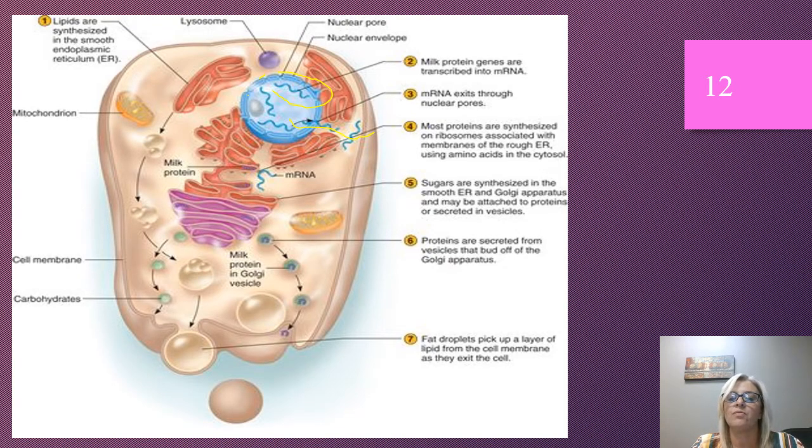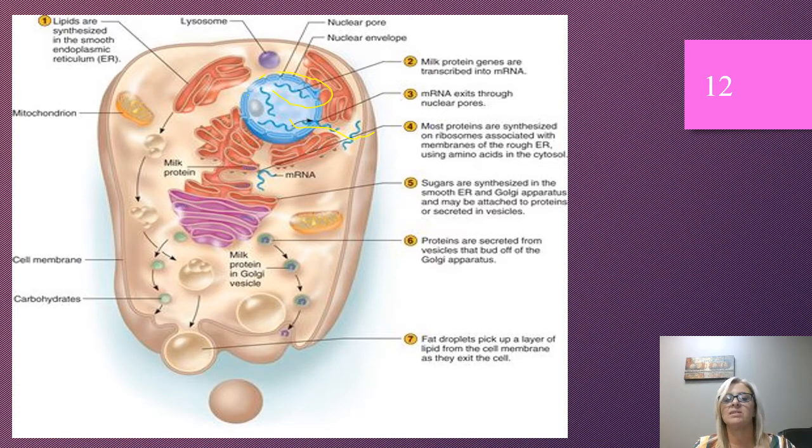Proteins are going to be secreted from vesicles, and those are going to actually bud off of the Golgi apparatus. And then fat droplets are going to be able to pick up a layer of lipids from the cell membrane as they are leaving the cell. And so all of the ingredients, it's like a little factory, are made in different places, and then they're all put together and shipped out.